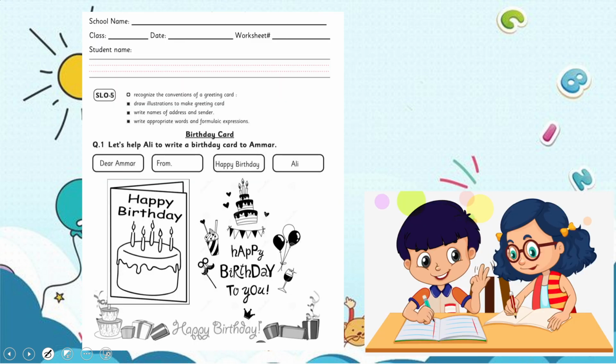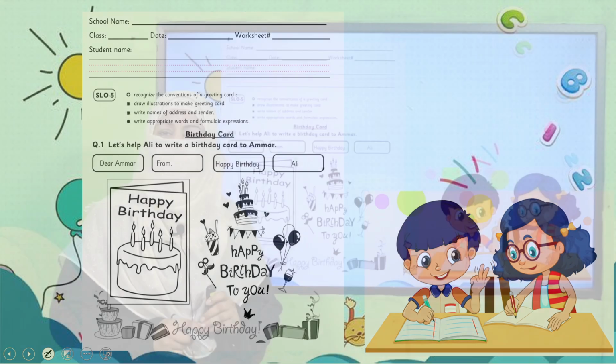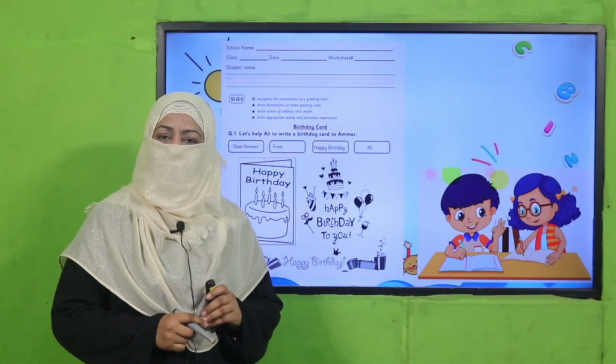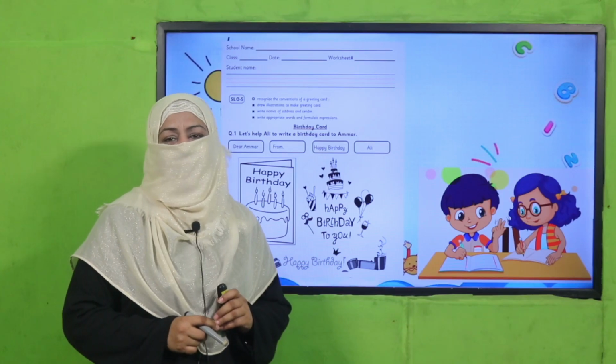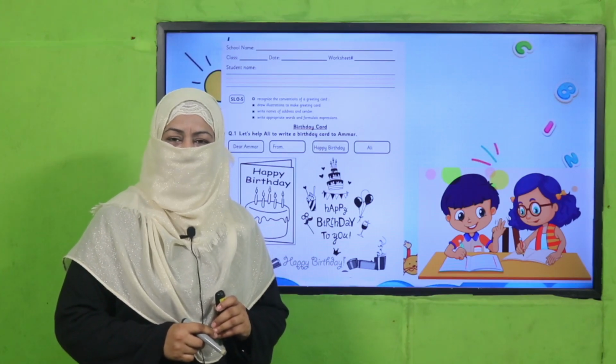And here is a worksheet, my dear fellow teachers. This worksheet's lesson plan and PowerPoint presentation links are given. You may click it, download it, and kindly provide a printed worksheet to students for practice.